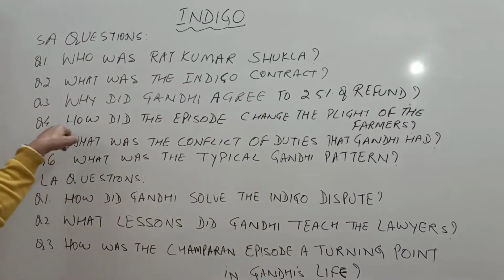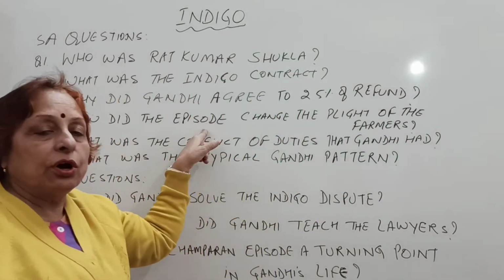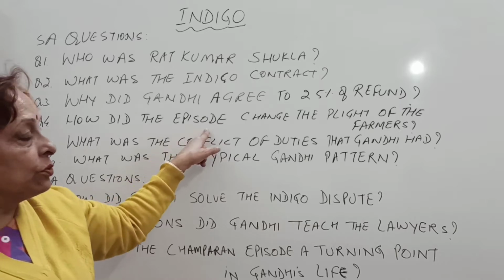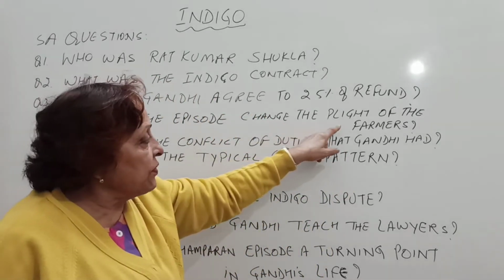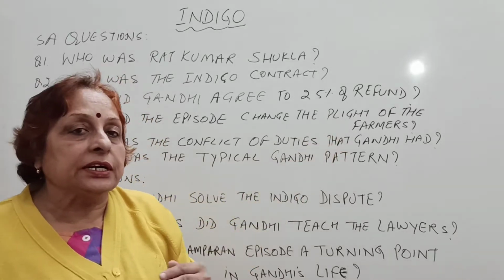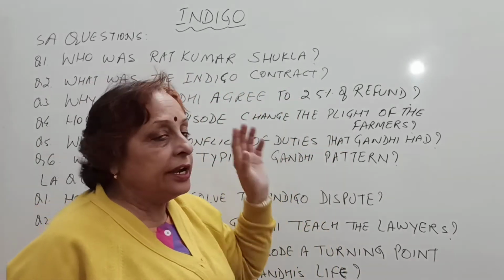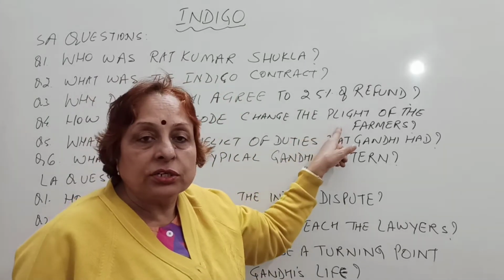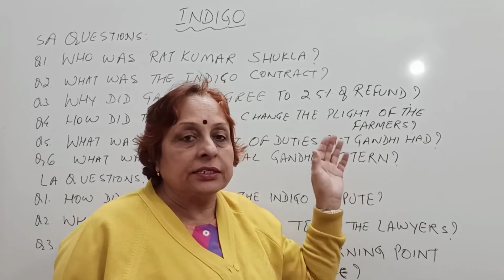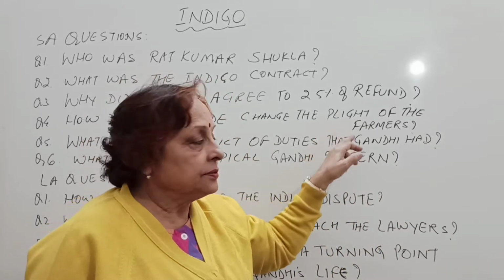How did the episode change the plight of the farmers? This episode of indigo dispute, the indigo contract, changed the plight of the farmers because after Gandhiji's interference, the dispute ended forever and the British landlords left the land and the farmers got back their land.